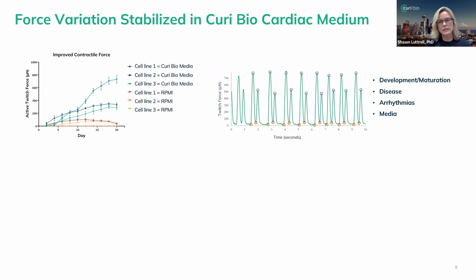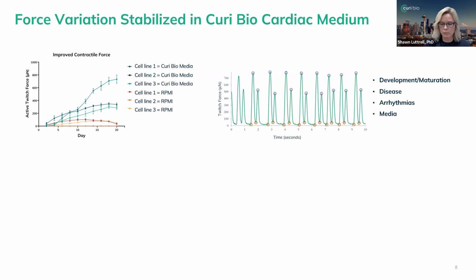Now, this irregularity can be caused by disease or arrhythmias in the muscle, but it can also be caused by phases of normal development and remodeling of the muscle tissue. So it can be a good indicator of how the muscle is developing and hopefully maturing over time, which is greatly influenced by the culture media.